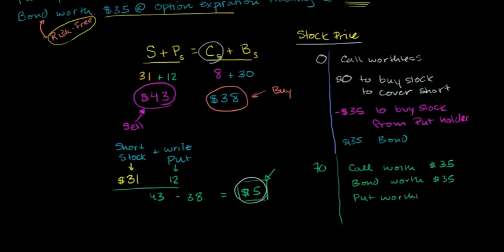But we still have to cover our short. We have to buy back the stock and return the stock to whomever we borrowed it from. And now to cover our short, to buy the stock, it's going to cost us $70. So we're going to have to use this $70, the $35 from the call and $35 from the bond, to actually cover our short position. So $70 to buy stock and cover short. I just picked a low stock price and a high stock price, but no matter what the stock price is, you're going to be able to cover all of your obligations and break even at expiration and keep your original risk-free $5.